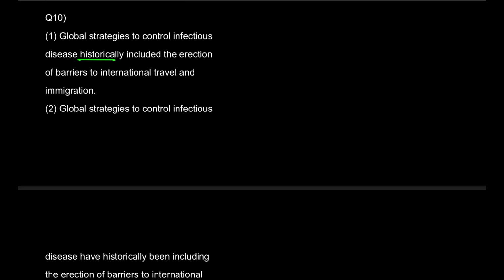Now, historically, the word has a very important significance in this. The appropriate tense to be used with this word should imply that there is a transition from past to present. So, what would be the correct form to use here? A present perfect tense. Okay? Where do you find the present perfect tense? Historically included control infectious diseases, have historically been including, have historically included.